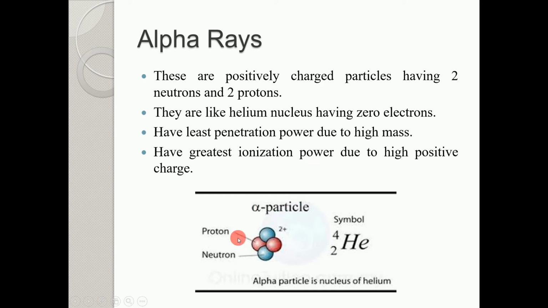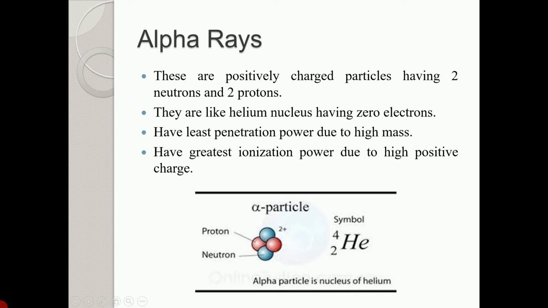So as you can see out here, we have got one alpha particle. It contains 2 protons shown in red and 2 neutrons shown in blue. We know that a neutron is neutrally charged. They don't have any charge, either positive or negative, but a proton has positive charge, so we have 2 excess positive charges. So it is just like a helium nucleus, which has 0 electrons. So an alpha particle is nothing but the nucleus of helium.